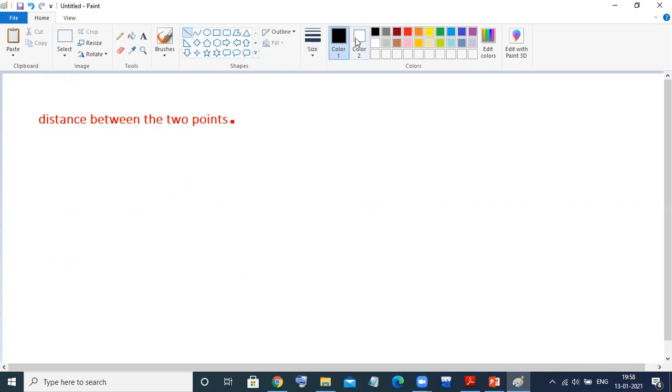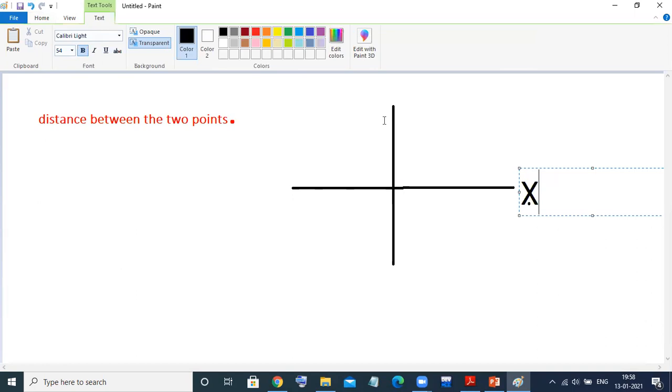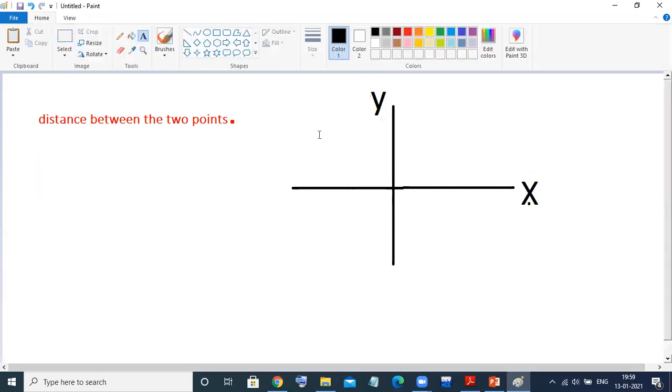Let us consider the x and y axis. This is the x axis and this is the y axis. And of course, this is minus y and this is minus x. Four quadrants are there.